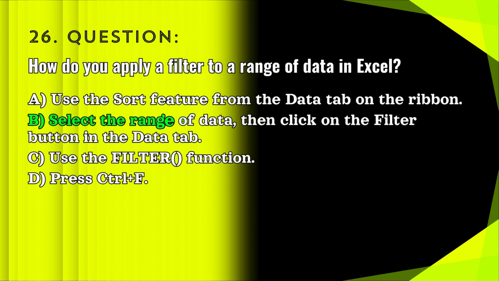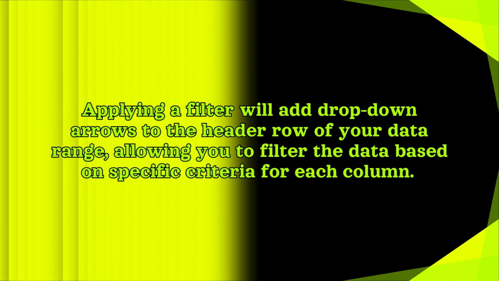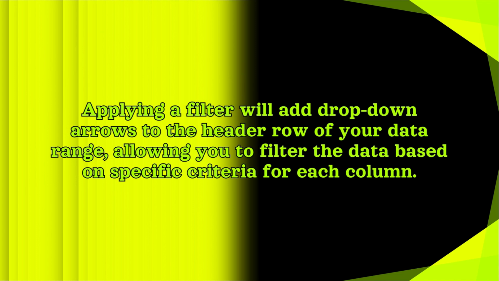So the correct answer is option B. Select the range of data, then click on the filter button in the data tab. Applying a filter will add drop-down arrows to the header row of your data range, allowing you to filter the data based on specific criteria for each column.